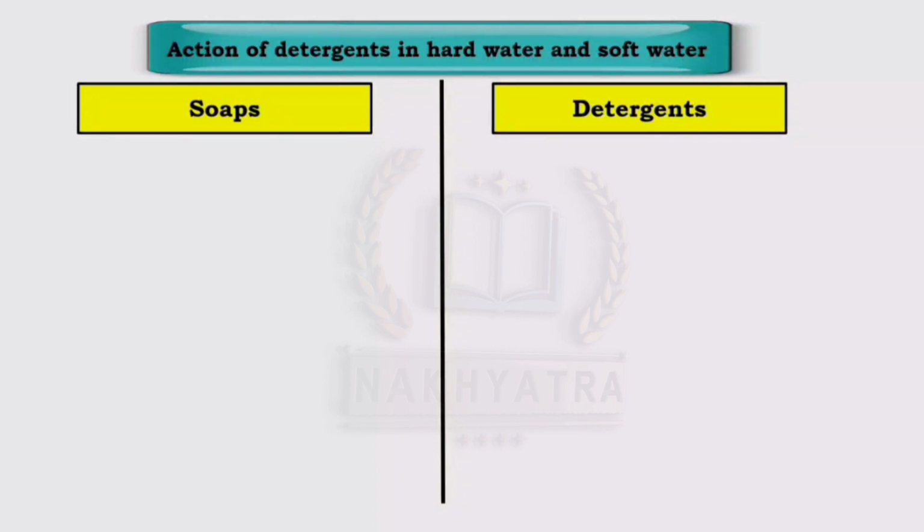But before that, let us know what is hard water and soft water. Hard water is water that contains large amounts of minerals like calcium and magnesium. But soft water contains small amounts of minerals like calcium and magnesium.